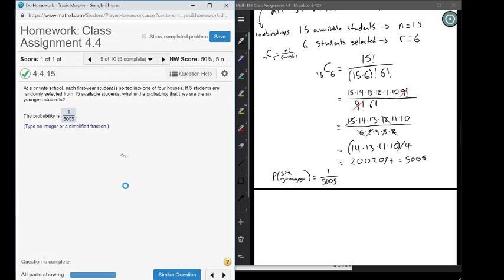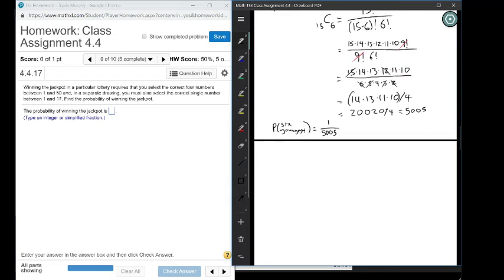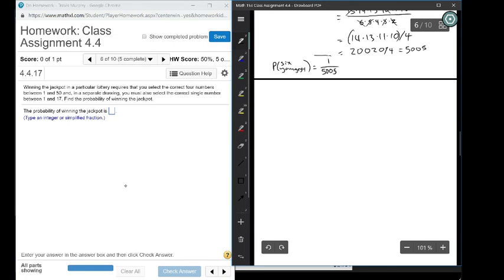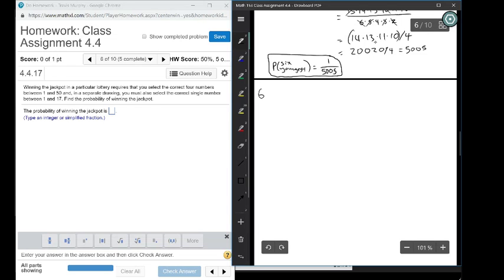All right, next question. Okay, problem 6. Winning the jackpot in a particular lottery requires that you select the correct 4 numbers between 1 and 50. In a separate drawing, you must also select the correct single number between 1 and 17.